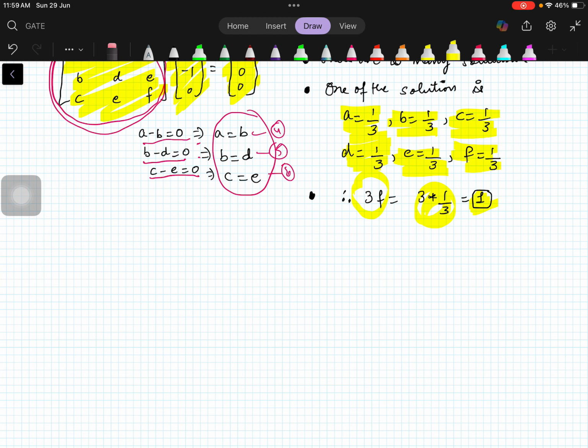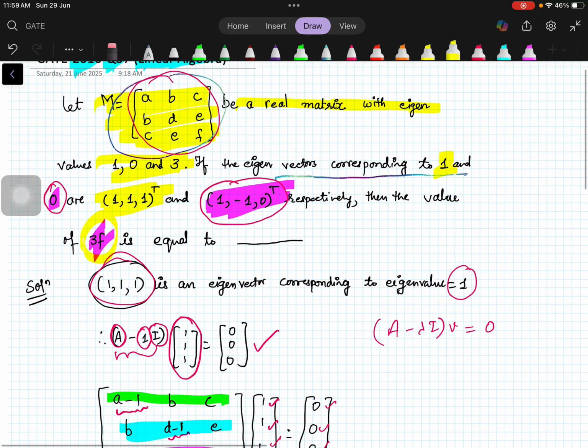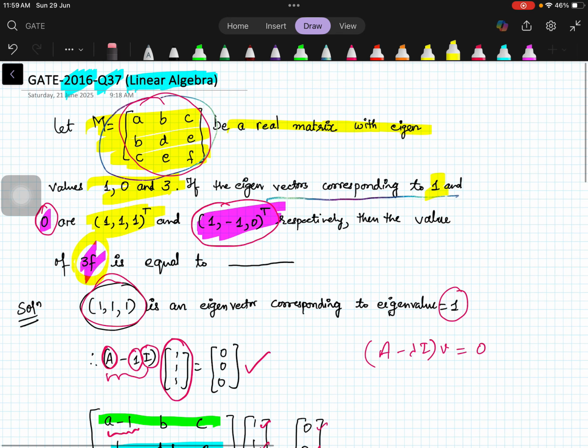You see, this is a question where you need to do lots of calculations, but you don't need much of the theory, just the definition of eigenvalues and eigenvectors.